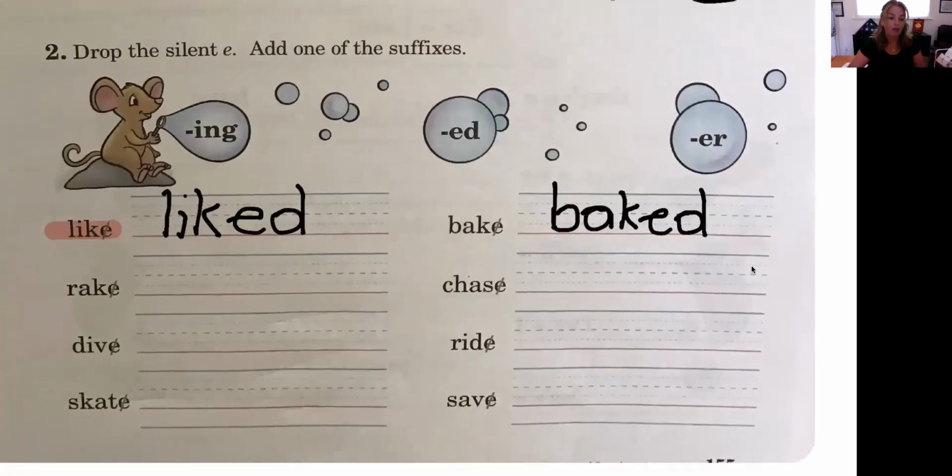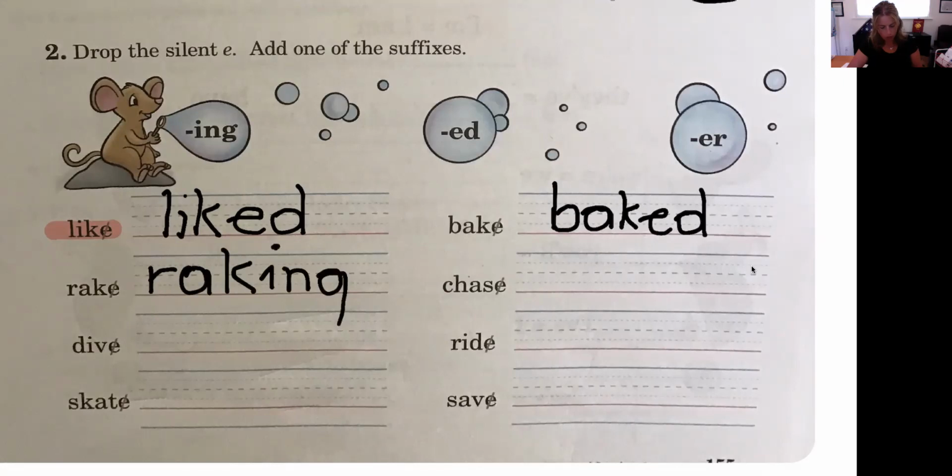Okay, now we have rake. What are you going to choose? Okay, I'm going to choose ing. So let me rewrite it. R-A-K. I dropped the E before adding ing. Raking. What did you choose? Can you do raker? He's a raker? No, that one's not going to make sense, is it?